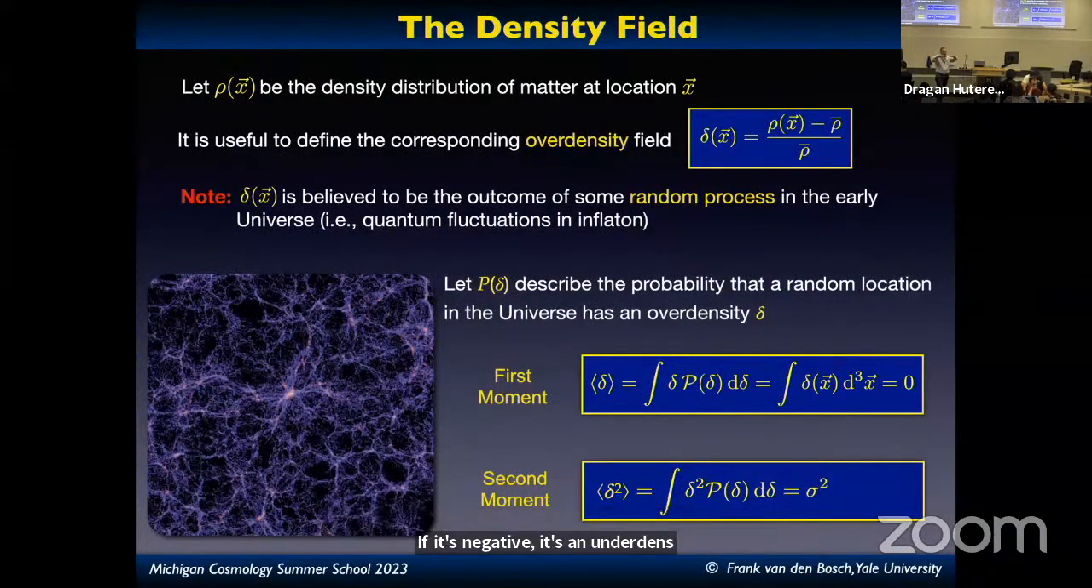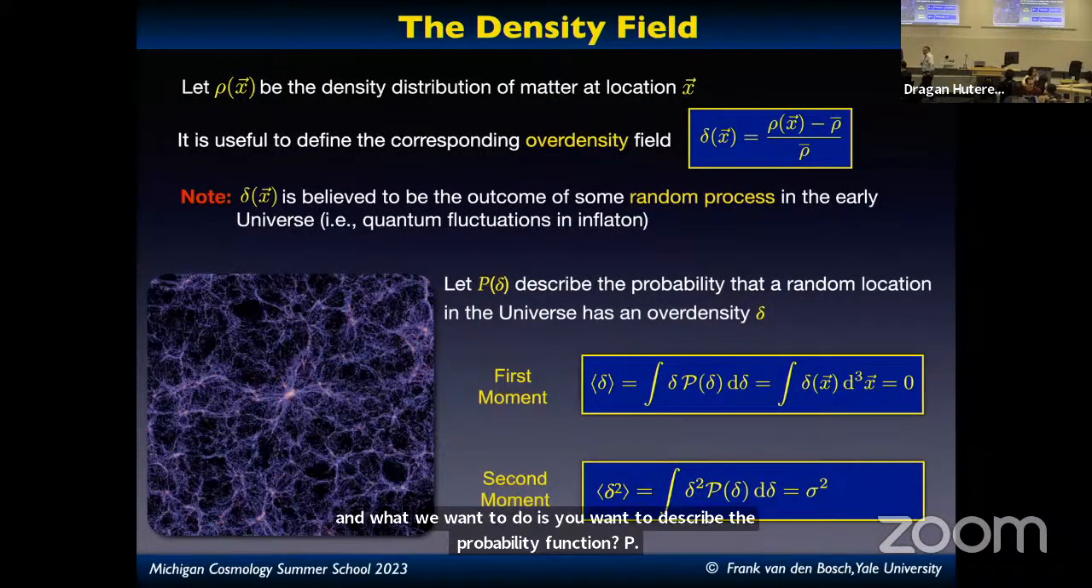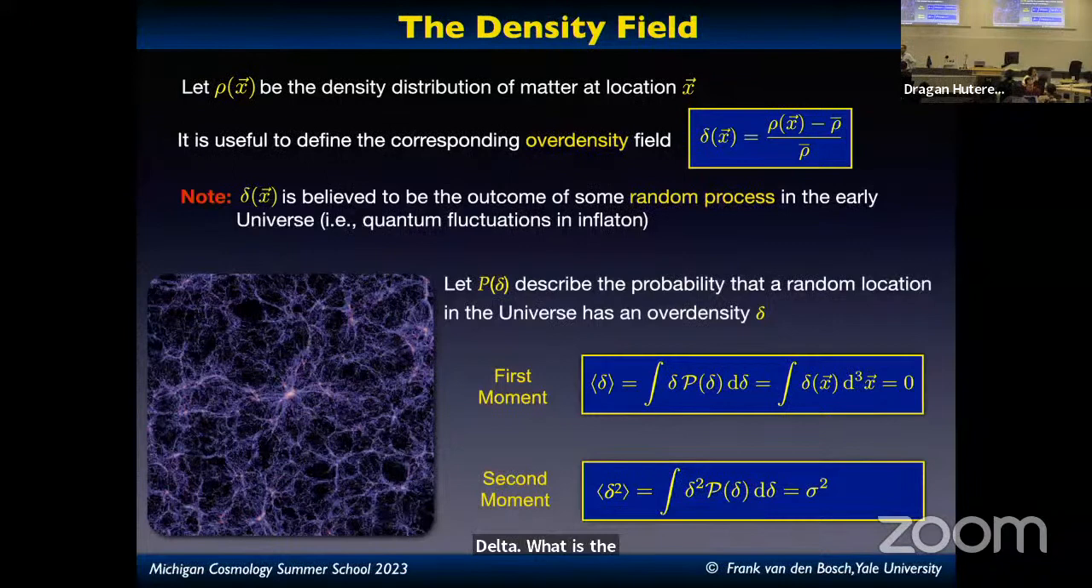We believe that these perturbations, as I said, are somehow created by a random process early on in the universe, probably related to quantum fluctuations. That random process then created our density field. What we want to do is describe the probability function P of delta: what is the probability that at a given location in the universe I end up with a certain value for delta? That statistically describes this random process.